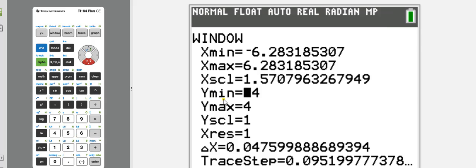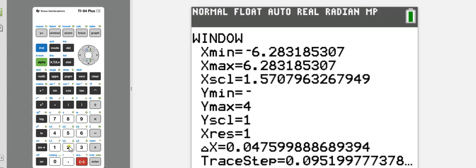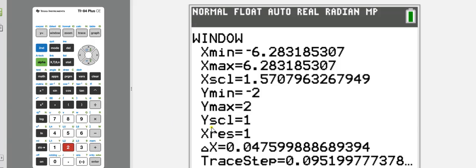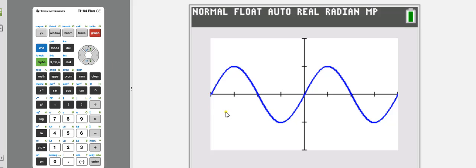Okay, let's leave the y minimum at negative 2 and y max at 2 and y scale is 1. So let's graph this. So now we're going from negative 2 pi to 2 pi, and x scale is pi over 2. So this is 0, that's pi over 2, that's pi, 3 pi over 2, and 2 pi, and so forth. And each y scale is 1. So this is 1, that's 2, that's negative 1, and negative 2.